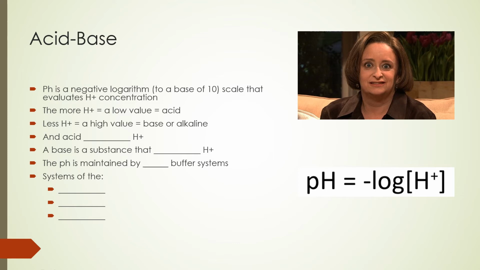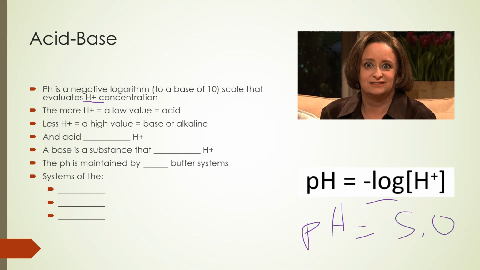Okay, so when we're looking at this, pH is a negative logarithmic scale. I know, it's negative. It's a base of 10 when we're looking at logs. So this scale looks at the hydrogen ions in the bloodstream. The lower the number, the higher the hydrogen ions. Once again, the lower the pH number, the higher the hydrogen ions, because it's a negative logarithmic scale.